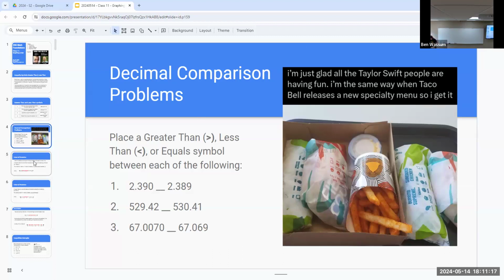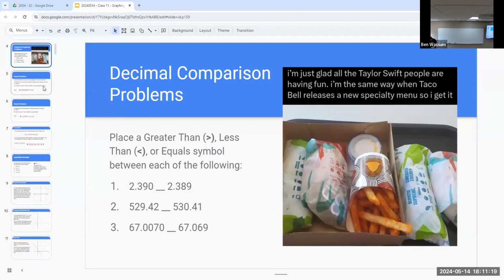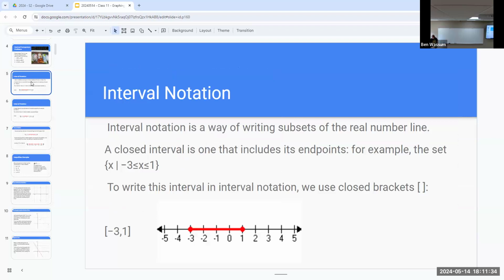Well, have a little bit of a lesson on interval notation, then we'll go back to inequalities and actually play with them. So we get this beautiful thing here called interval notation.